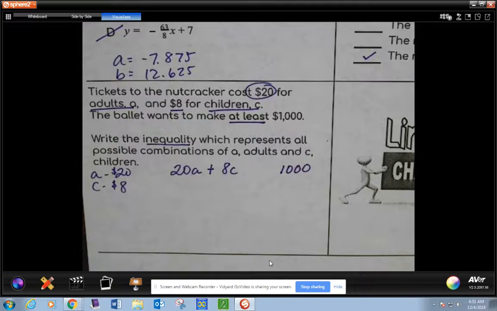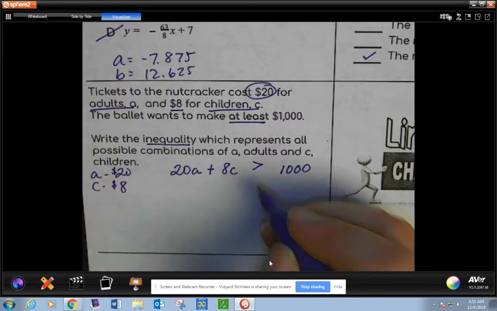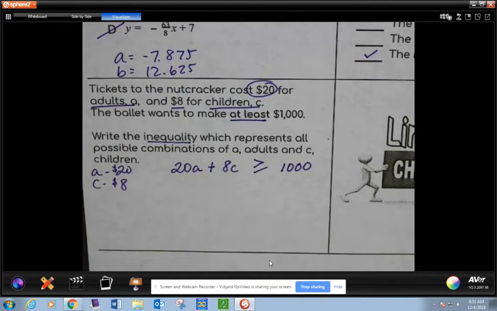And then I just need to figure out my inequality. If I want to make at least $1,000, you have to ask yourself, are you okay with making more than 1,000 or less than 1,000? And if all we want is at least 1,000, we would definitely be okay with making more than 1,000. So we want a greater than sign. Now, we are also okay with making exactly 1,000, so you need to put equals to, but it's always better to make more money.